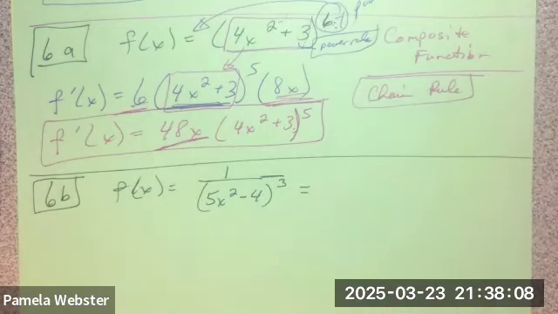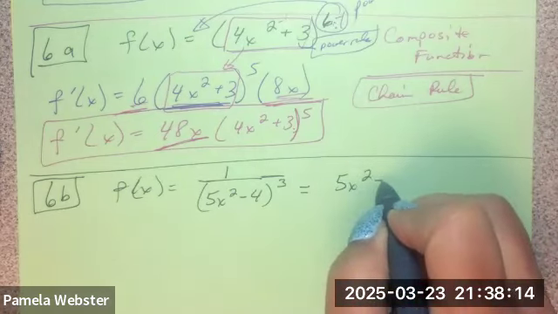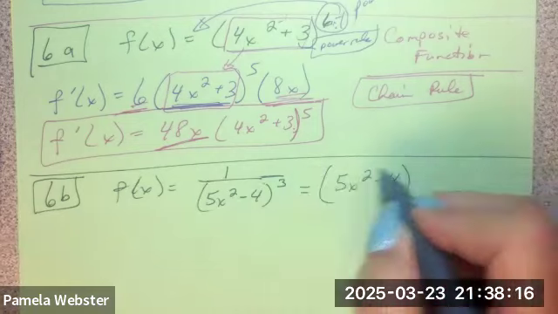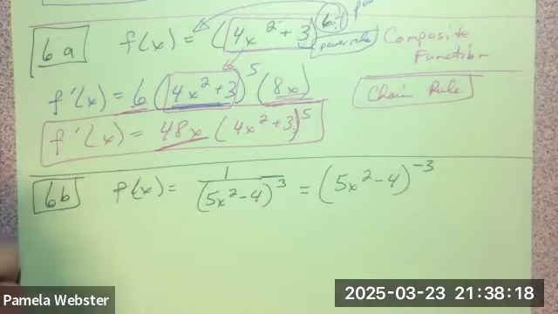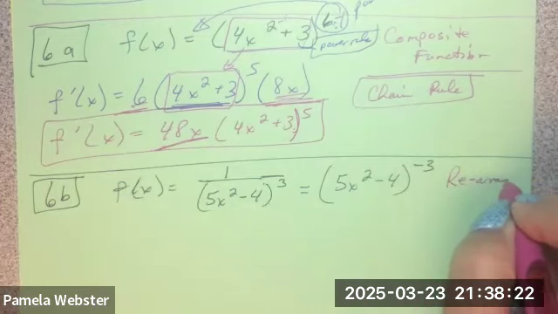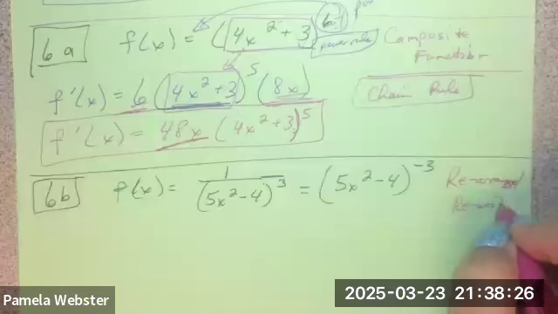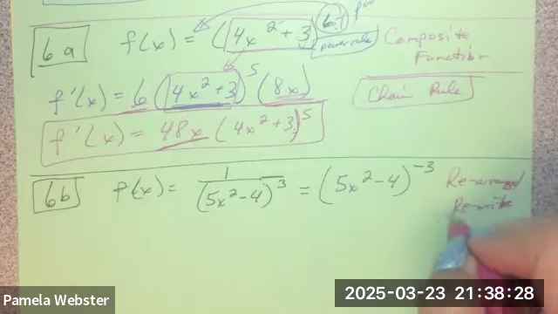Okay, so I see I can rearrange this automatically. So I'm going to make this 5x squared minus 4 raised to the negative 3. I'm not taking the derivative. I'm just rearranging it. Or sometimes I call that a rewrite.